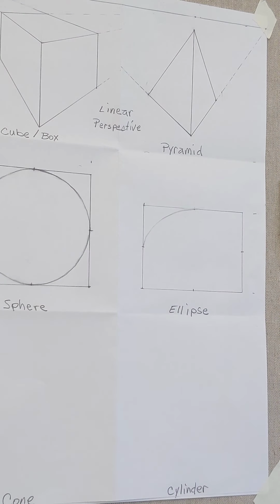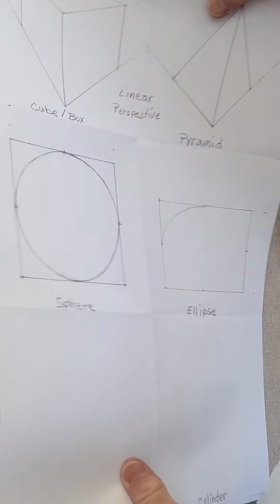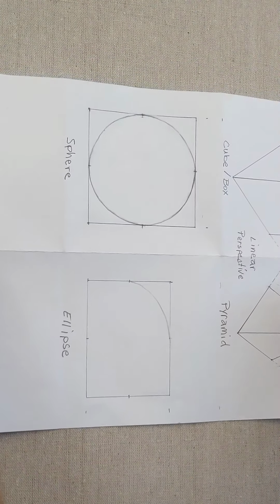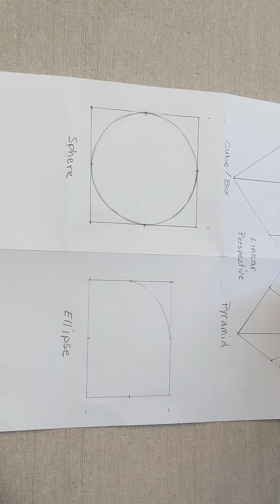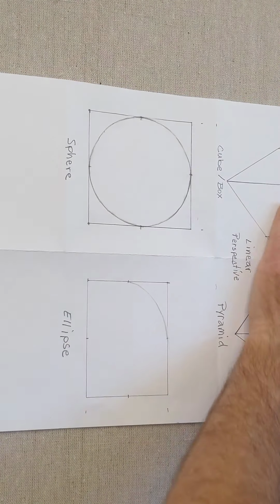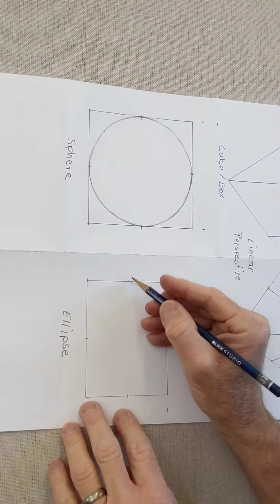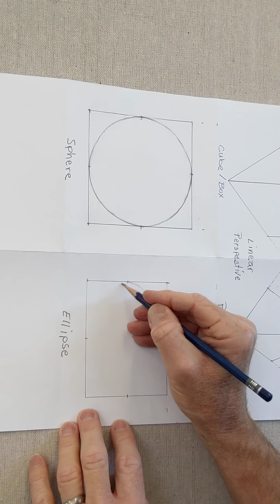Okay, so the same thing we did previously, rotate your paper. Because I'm right-handed, I always work on the left-hand side. If you're left-handed, you should work on the right-hand side so you can see where your hand is going. That's the whole reason for this, okay? So I create the muscle memory.